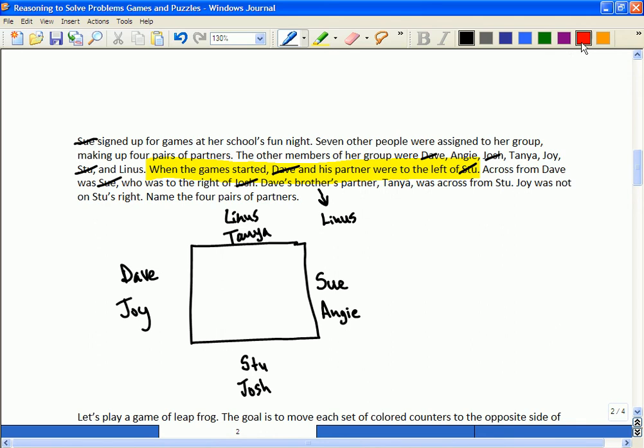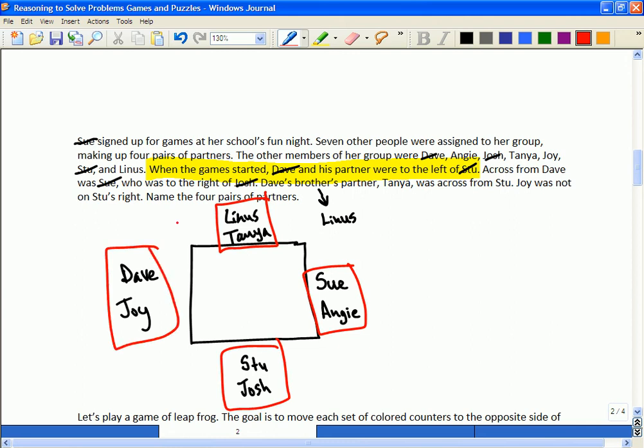So now you can see your four partners: Linus and Tanya, Sue and Angie, Stu and Josh, Dave and Joey.